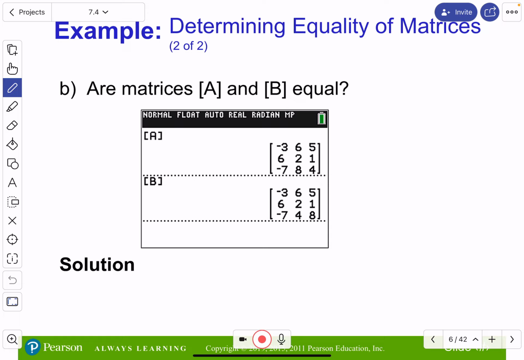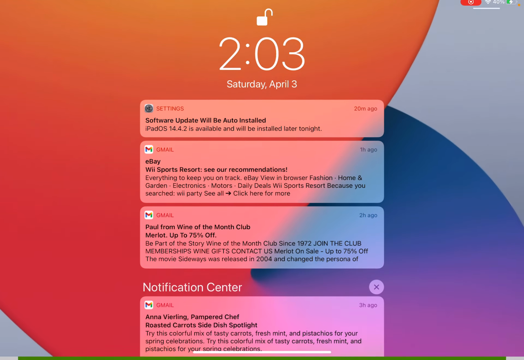So let's look at these and decide if they're equal. Well, those are both -3. Those are both 6. Those are both 5. Those are both 6. Those are both 2. Those are both 1. Those are both -7. But these last ones are reversed, so it's not equal because 2 of the spots are not the same.